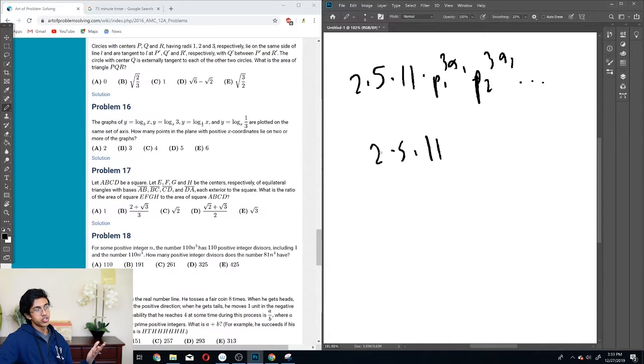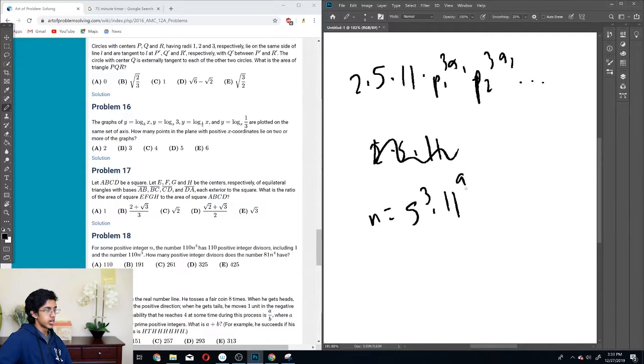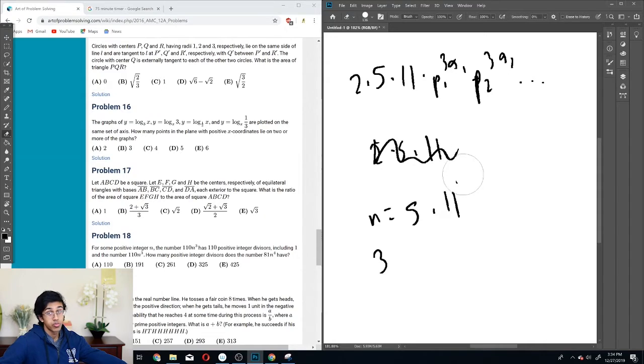So in order to get 2 times 5 times 11 positive integer divisors, you have to make this 2 to the 1, then 5 to the 4, and then 11 to the 10. So in that case, n is equal to 5 to the 3 times 11 to the 9. Okay. So if we want to find how many divisors there are in 81 n to the 4th, we could just do that. So it'd be 3 to the 4. Oh wait, and then we had to divide by 3 because we have 3 alpha 1 and we want to find actual n. So this would be 1 and this would be 3.